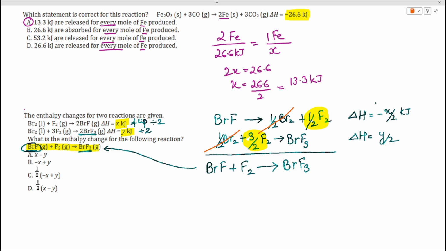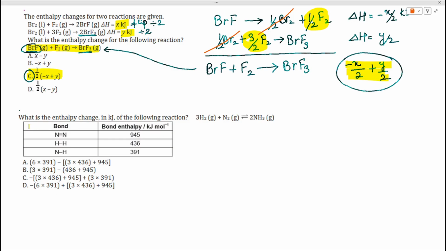Now to get the resultant delta H value, we just need negative x over 2 plus y over 2 as the delta H of our target equation, and this matches option C. So half is taken common and negative x plus y is left in the bracket. So option C is the right answer.